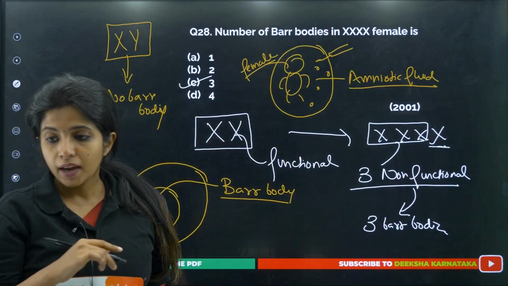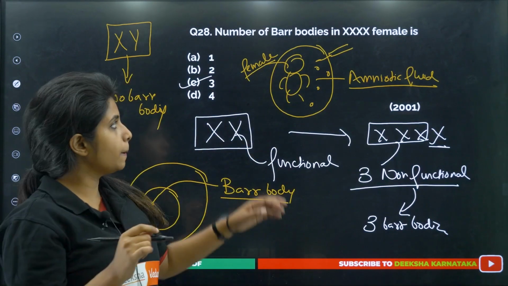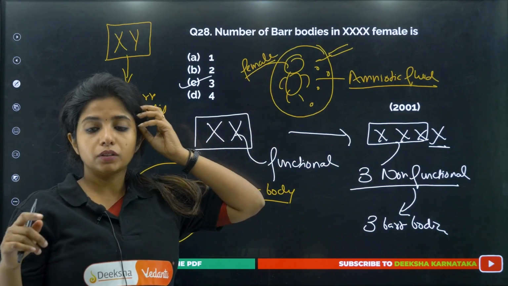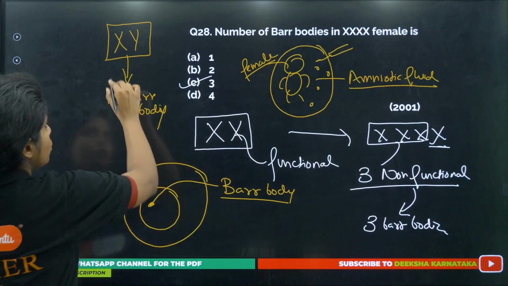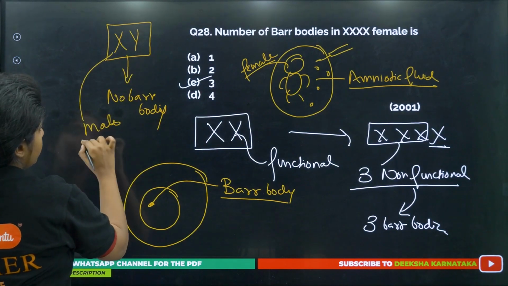On the other hand, if the same thing happens but you didn't find the Barr body, that means it will be what? XY, and XY stands for what, children? Male. So this particular child will be male.